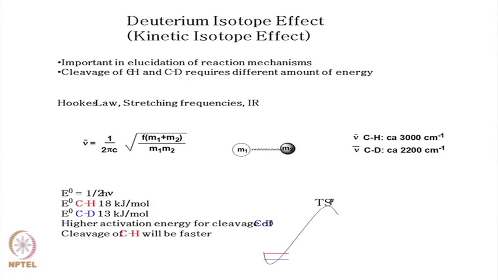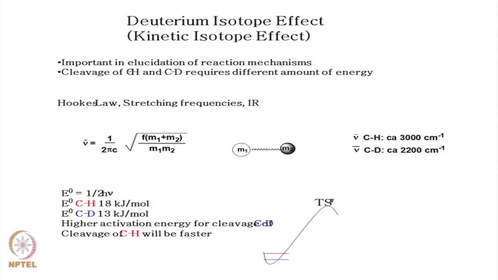So why do we need to study the deuterium isotope effect, especially the primary kinetic isotope effect? Now this is very important, because for the elucidation of your mechanism, we can predict whether your rate determining step involves any hydrogen abstraction or hydrogen addition, or whether it directly involves any hydrogen atom or not.